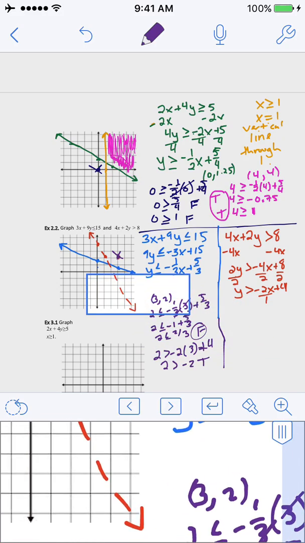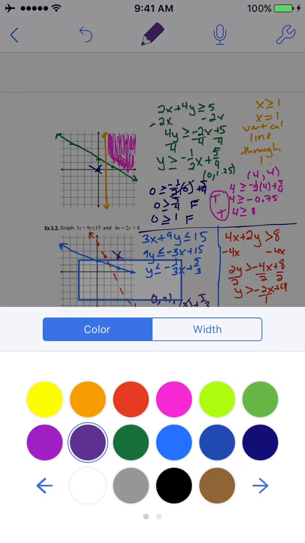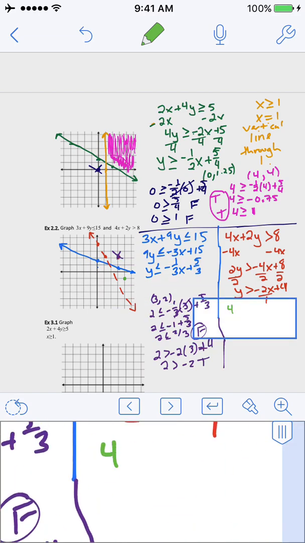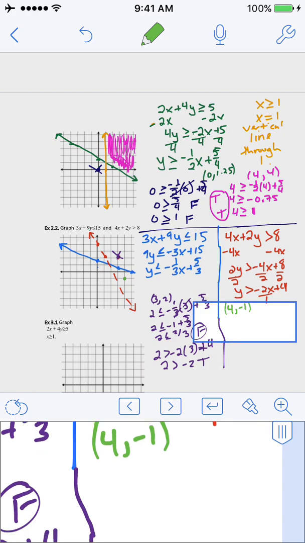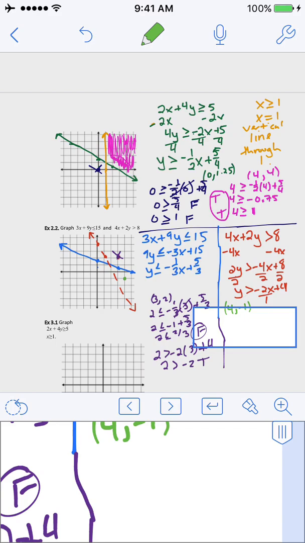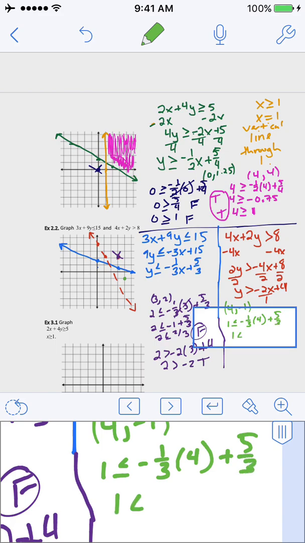So let's test out a point that we actually do think is true. Let's test out a green point probably right about here, where that's at (4, -1). So let's test out (4, -1). Again, you do not have to test it out as long as you're 100% sure. But if you're even a little bit on edge about it, I would test out a point that you think might be true. So let's test it out. I'll start with the blue side. So 1 is less than or equal to negative 1/3 times 4 plus 5/3.